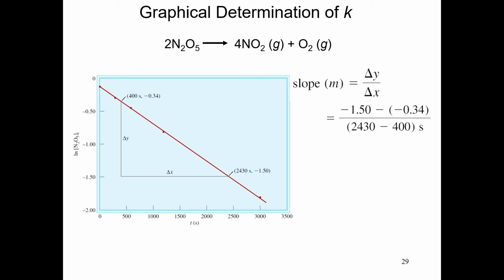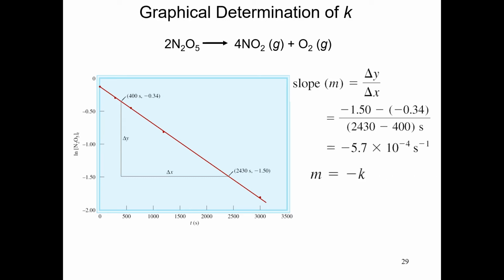And then the corresponding values of x, in other words, of time, would be 2,430 seconds minus 400 seconds, and that one keeps the units in there. We solve this and we get minus 5.7 times 10 to the negative 4 s minus 1, in other words, per second. And note the units here, okay?